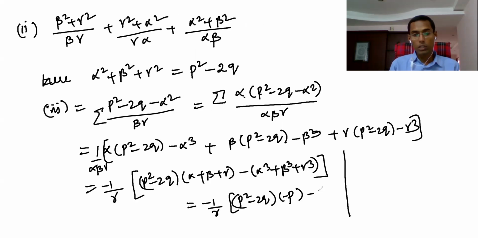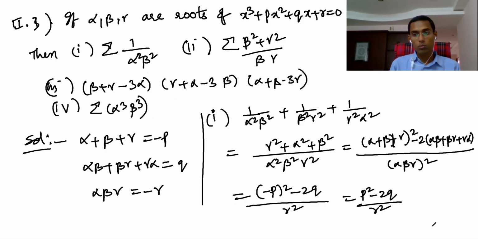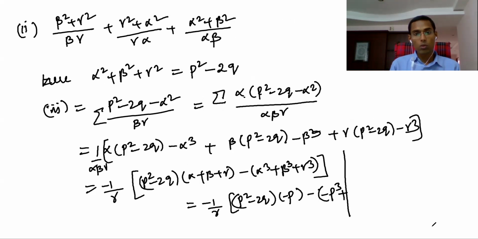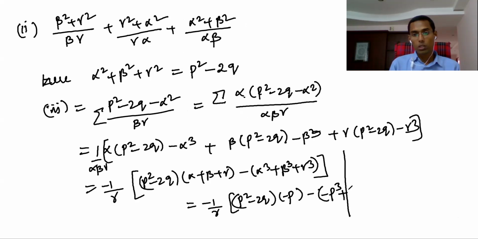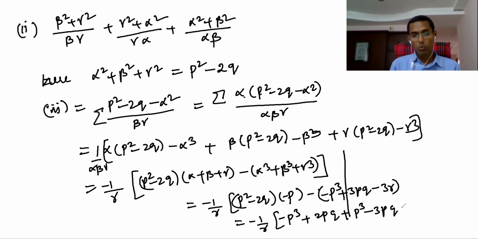Minus p cube, like this. This is minus p cube plus minus p cube plus 3pq minus 3pq minus 3r. So minus 1 by r into what you are going to get, minus pq plus 2pq plus pq minus 3pq plus 3r.